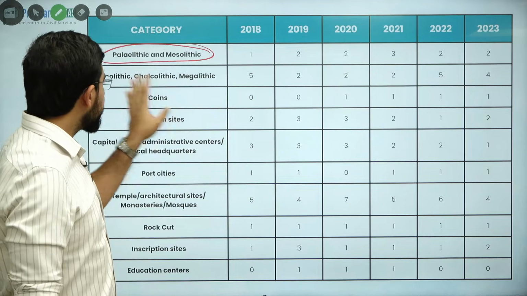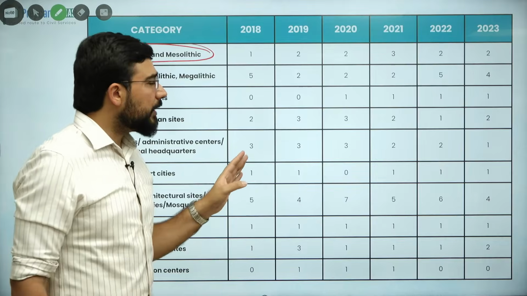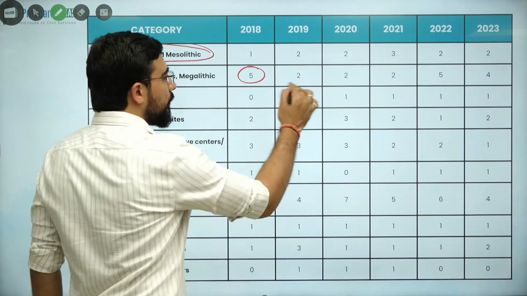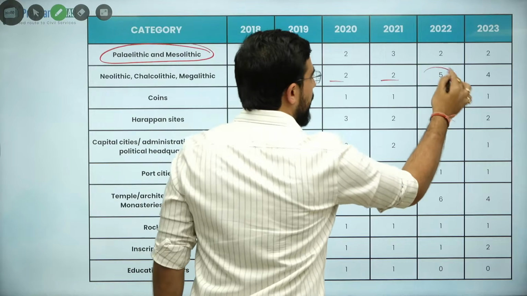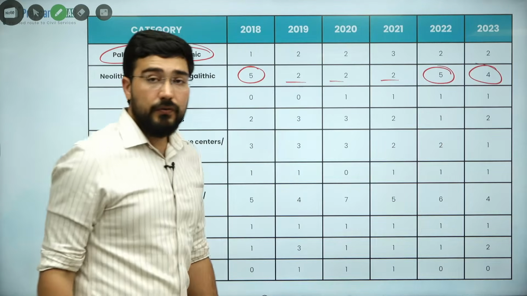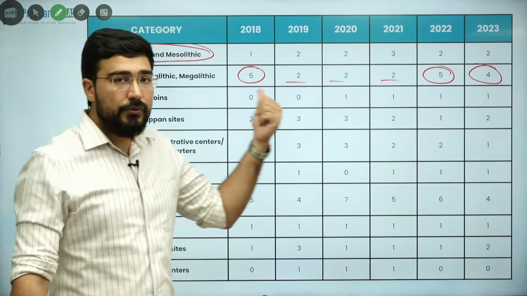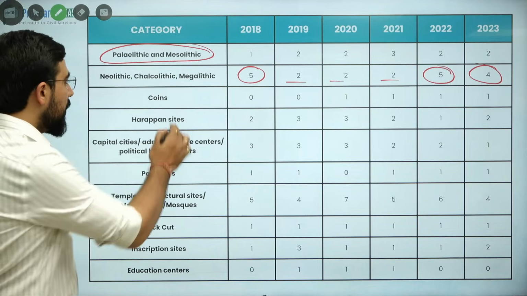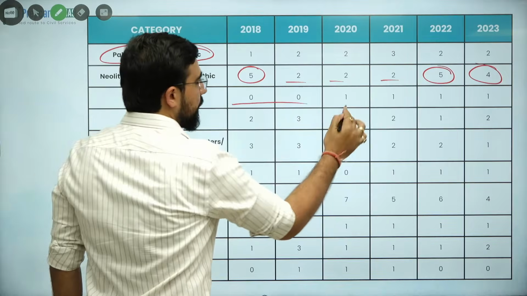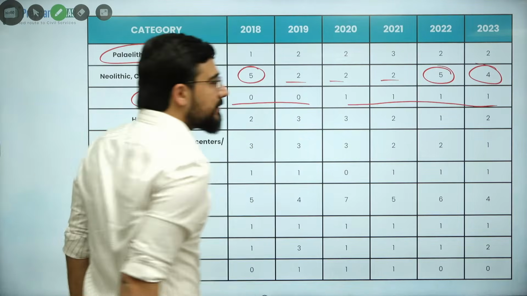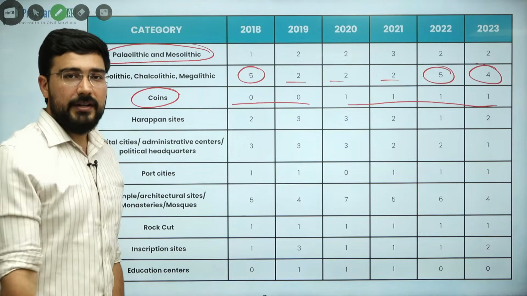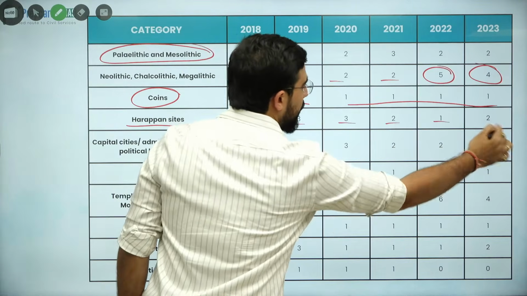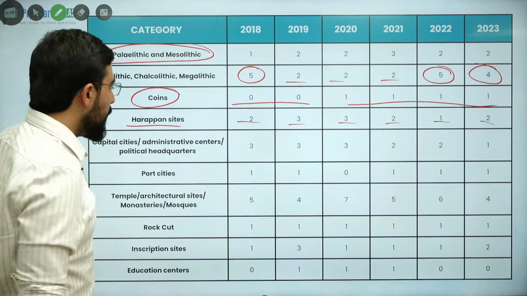Then comes Neolithic, Chalcolithic and Megalithic. They are very high in number, in 2018 it was 5, 2, 2, 2 limit. Then from the last 2 years, 5 and 4. It means this is the area where you have to put a lot of emphasis. Neolithic, Chalcolithic and Megalithic. Points 0, 0. But now from the last 4 years, one site every year. Harappan sites: 2, 3, 3, 2, 1, 2. So the average could be around 2.